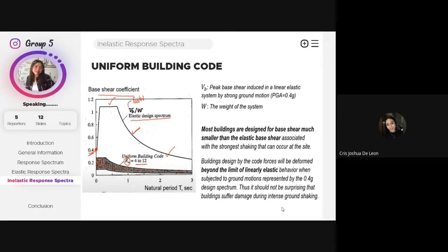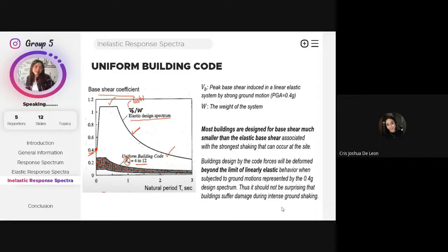Uniform building code. If we compare the base shear coefficient from the elastic design spectrum and the standard code design spectrum, for example, this Uniform Building Code, in this case, you will observe that this line, yung mismong nasa taas na solid black line, represents the elastic design spectrum. We reduce the spectrum by a factor which can be in this range 4 to 12, and the reduced spectrum should be used sa layunin ng disenyo ng mga bagong structures.